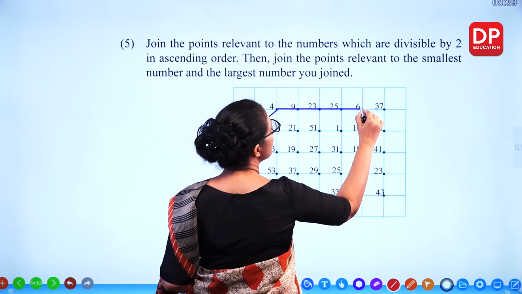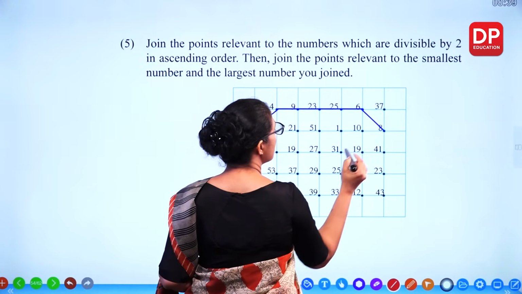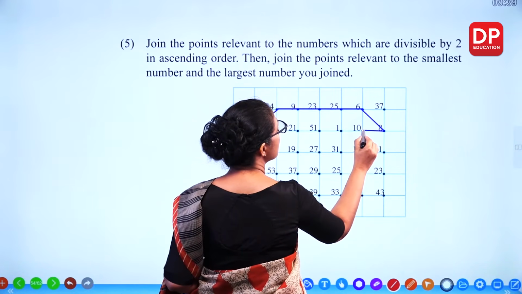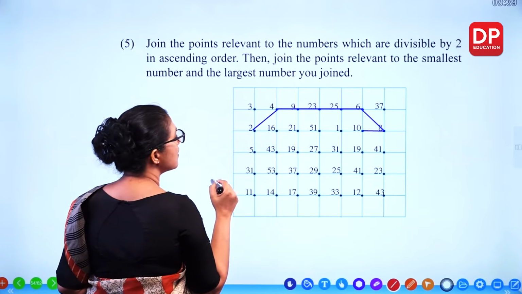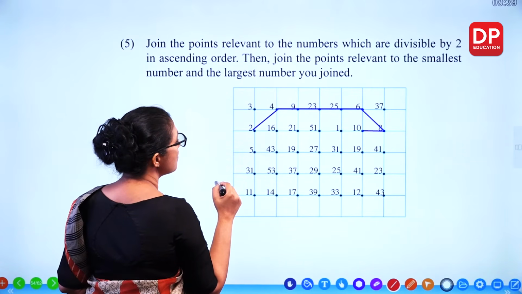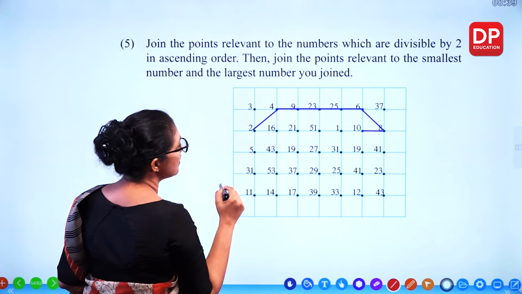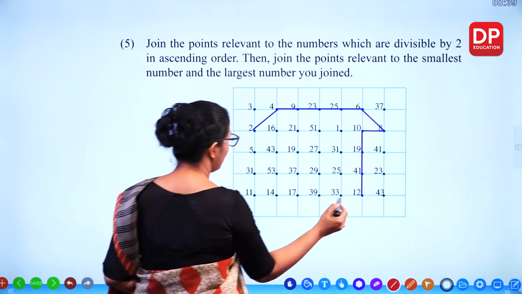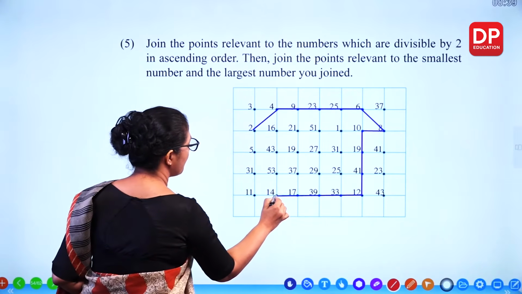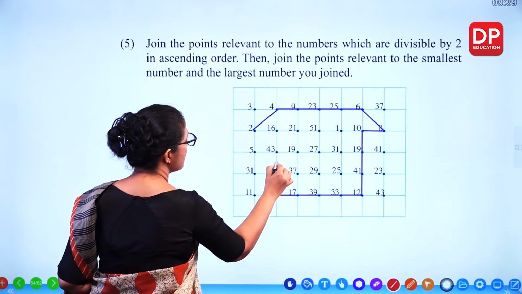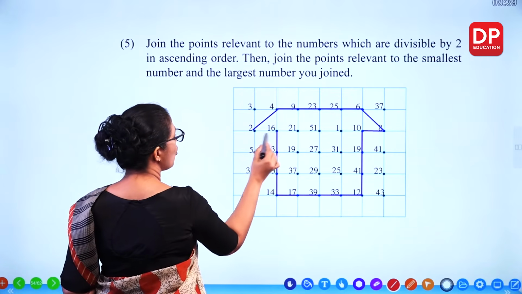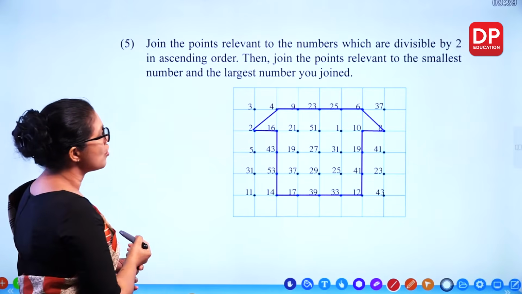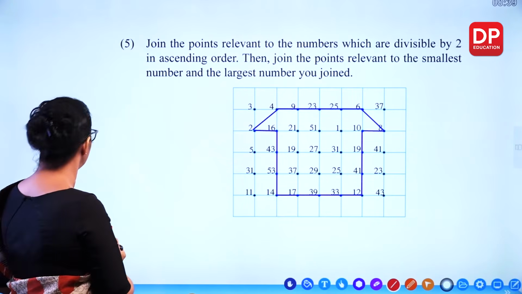6, 8, then 10. What's the next number? We can do 12, 14, 16, and we can join the largest and the smallest one. So this is a shape of a house.